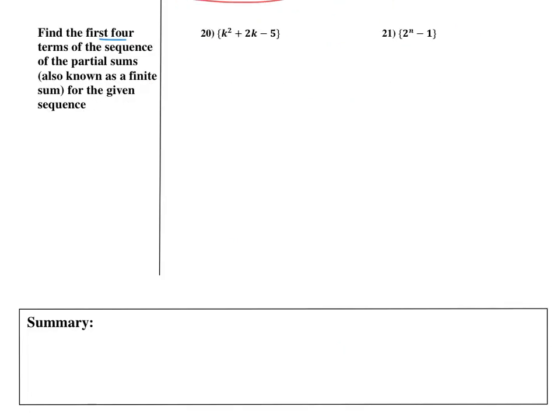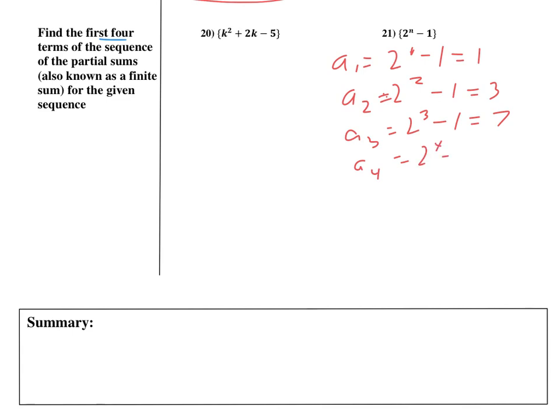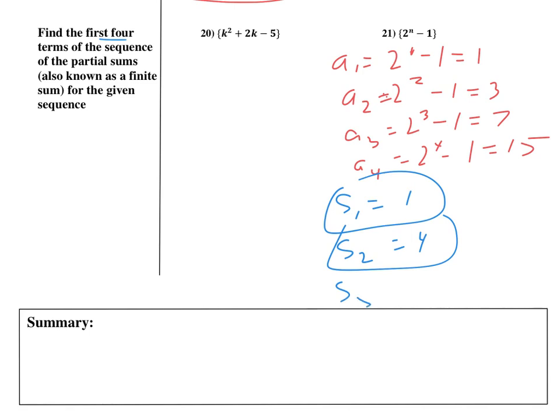Same idea here with number 21. So I'm just going to get those first 4 terms first. A sub 2 is 2 squared minus 1, which is 3. A sub 3 is 2 to the 3rd minus 1, which is 7. A sub 4 is 2 to the 4th minus 1, which is 15. So then s sub 1 is just 1. S sub 2 would be 1 plus 3, so that's 4. S sub 3, adding together the first 3 terms, would be 11. And then s sub 4 would be adding together all 4 terms, which would be 26.